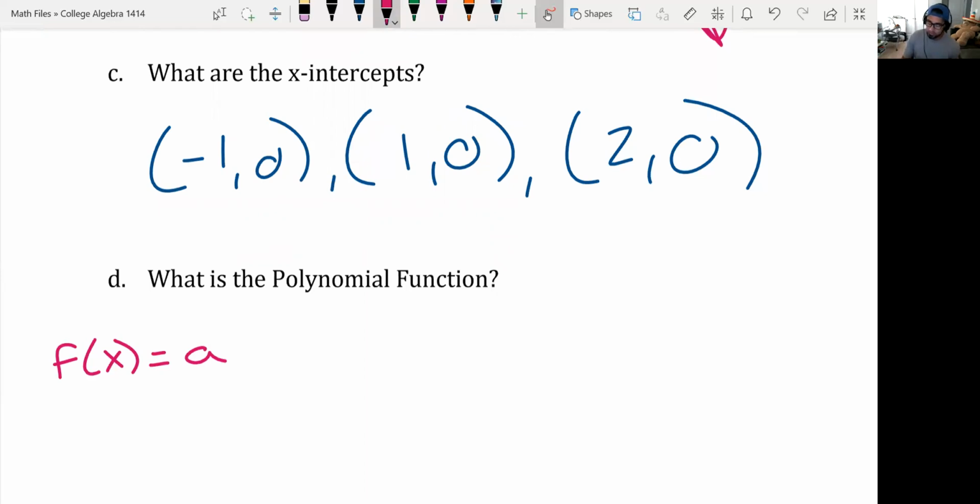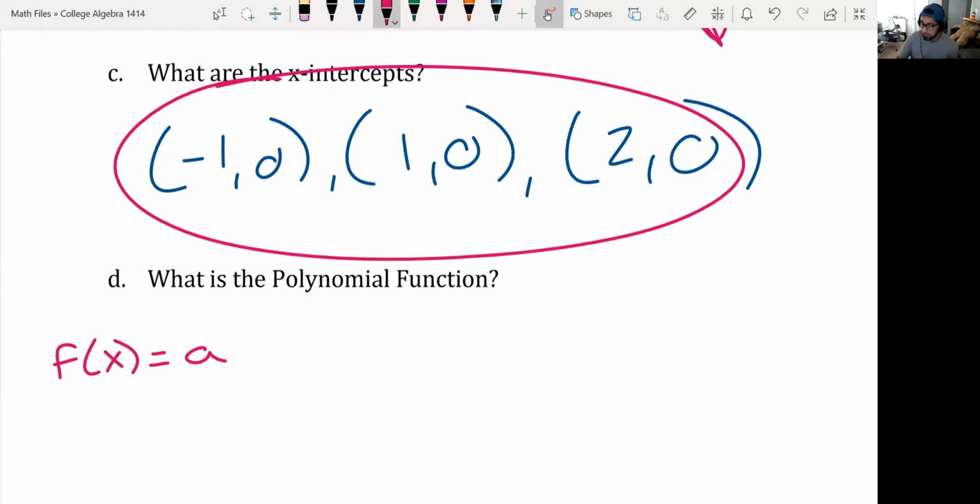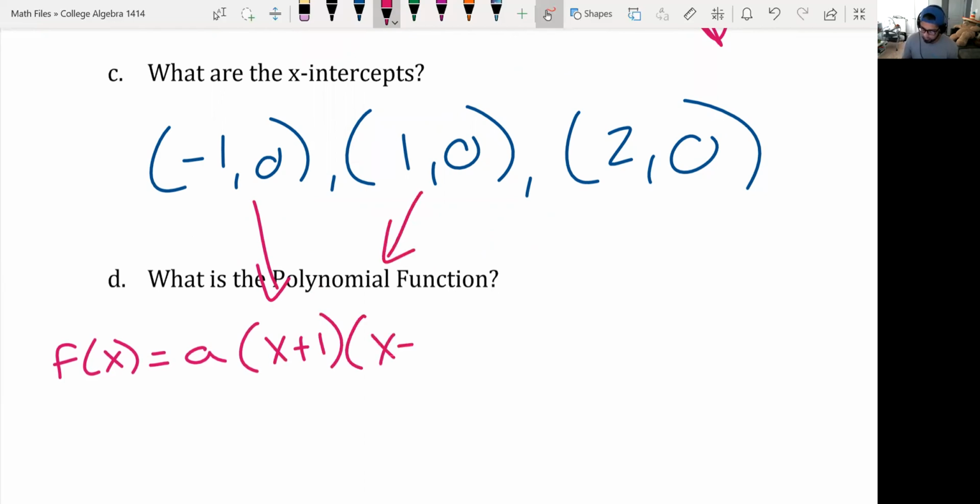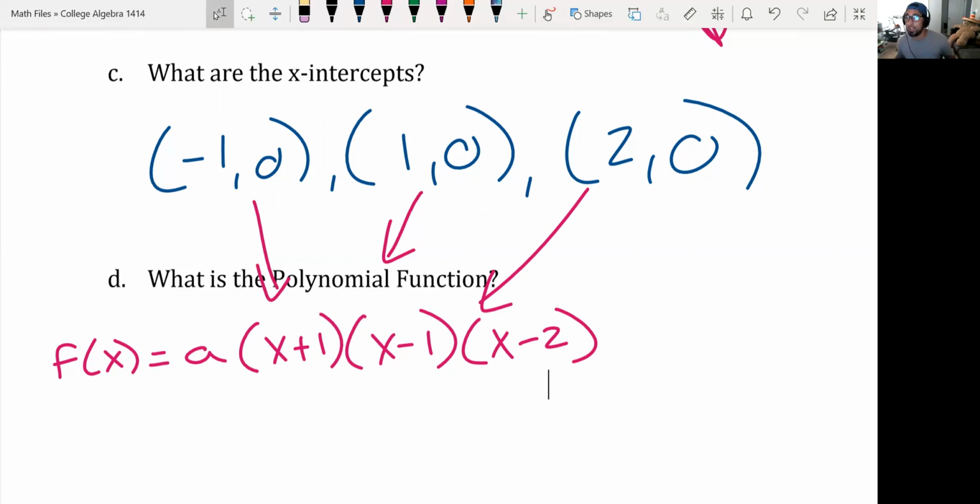So what we're going to do is take these x-intercepts and rewrite them as factors, as we did on the last page. So negative 1, 0 becomes x plus 1. 1, 0 becomes x minus 1. 2, 0 becomes x minus 2. Okay. And now, what we have to do is solve for a.